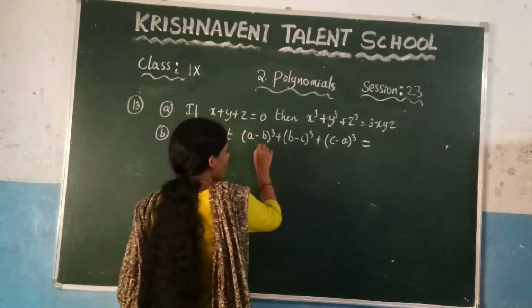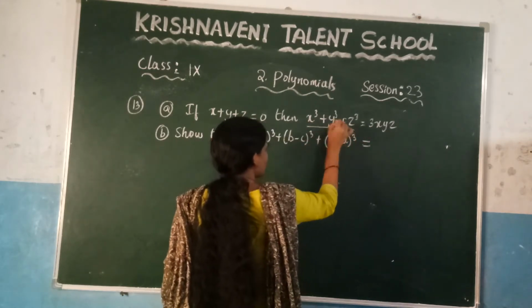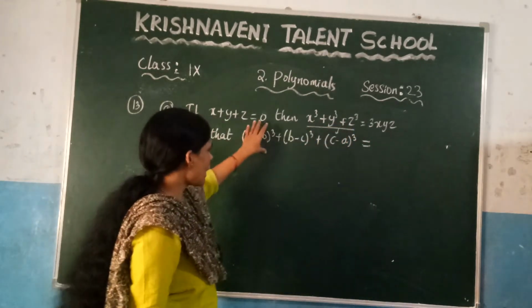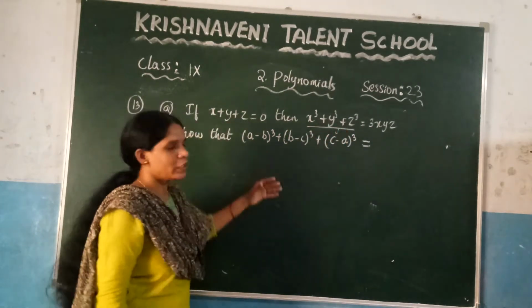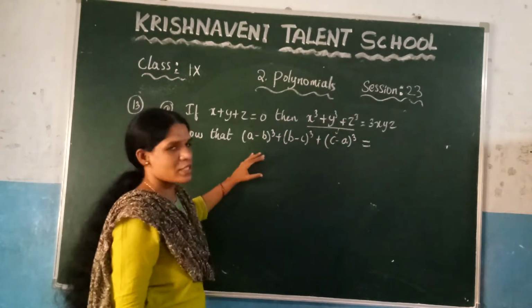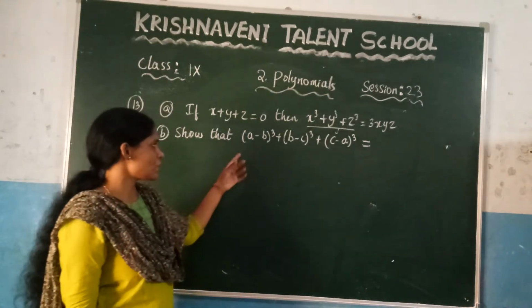is in the form of some x cube plus y cube plus z cube. If you compare these two, it is in the form of x cube plus y cube plus z cube. So there is no need to do the calculation here. If you want to prove it, what we will do first is just expand this one.